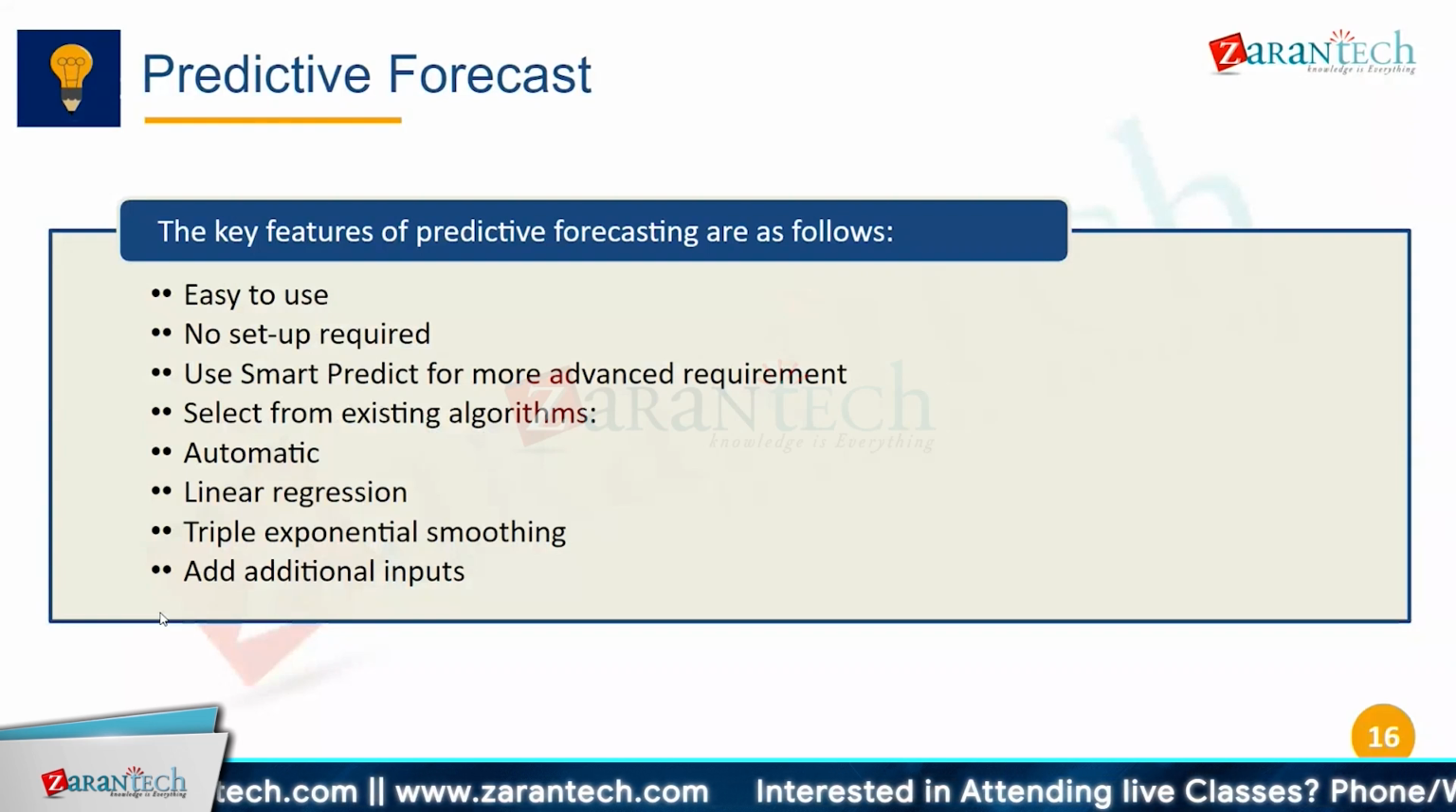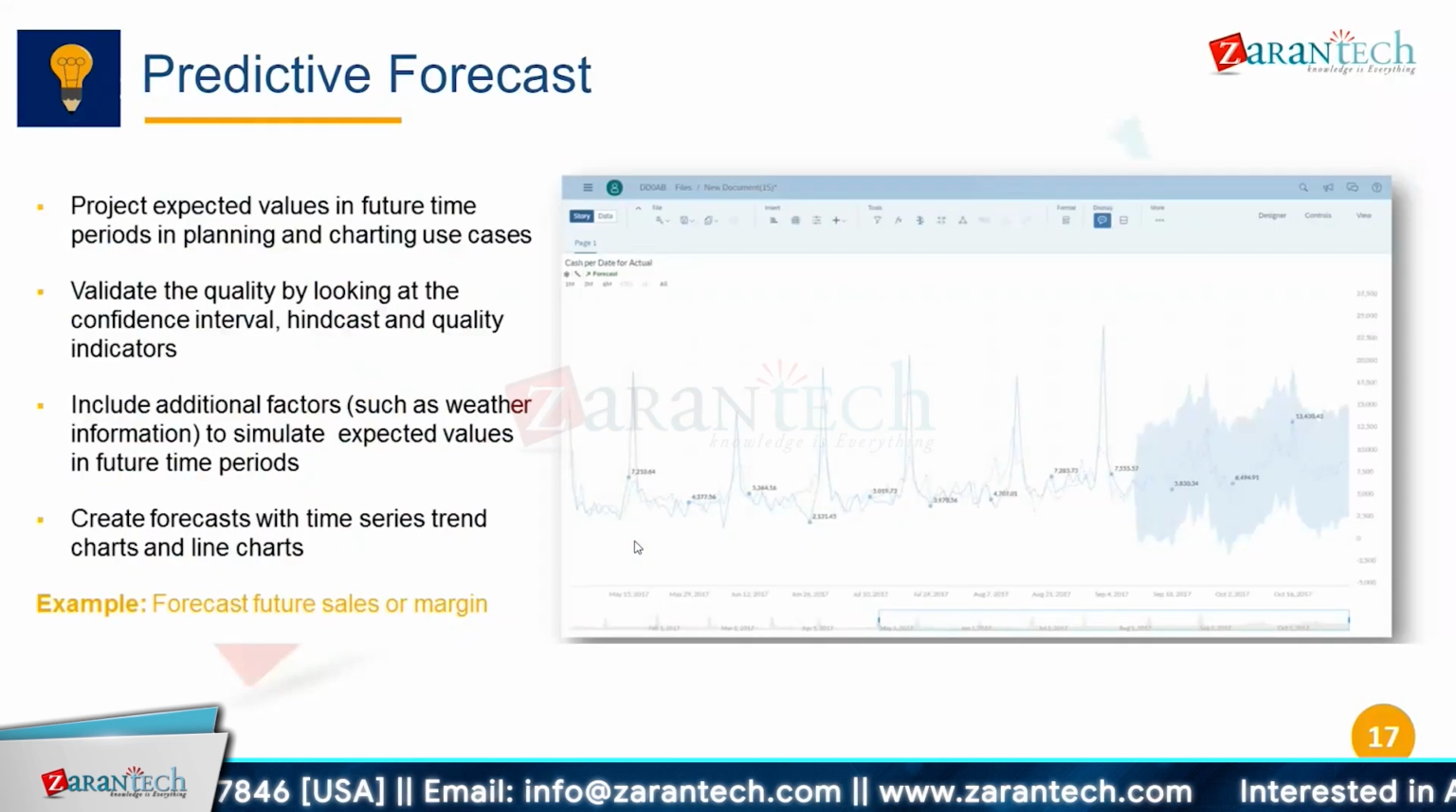You can use Smart Predict for more advanced requirements. So if you have a basic requirement like creating time series charts and predictions, then you can use it in the charts itself. But if your scenario requires more advanced things like classification and regressions, you can use Smart Predict. You can select from existing algorithms, like automatic, linear, and triple smoothing. Additionally, you can provide inputs, like if you want to tweak your algorithm to show different values, you can also tweak it. So when can predictive forecast be useful?